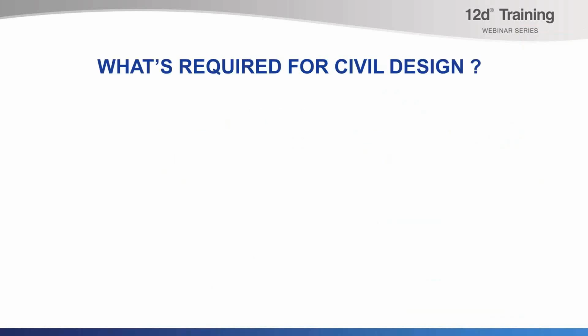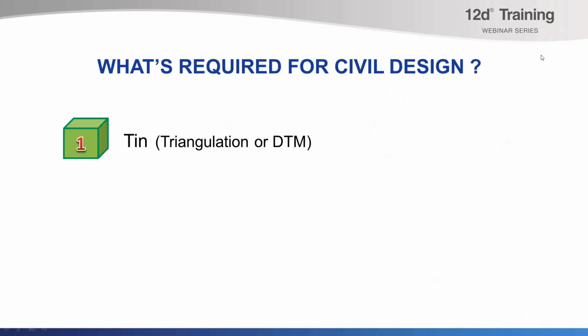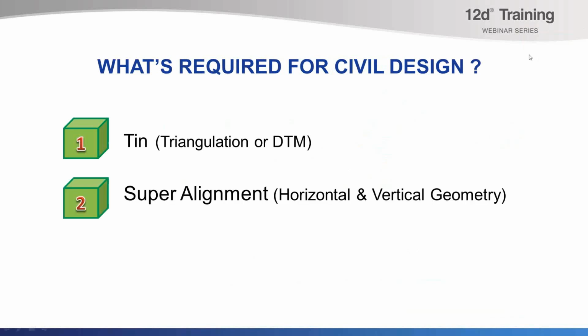Starting, I guess, right at the very start, for any sort of civil works, we basically need three key ingredients. The first one being a tin. I basically just say these are like the Lego blocks you need to start off with. So a tin, or triangulation, to get started: the ground surface, and a super elevation with some horizontal and vertical geometry.